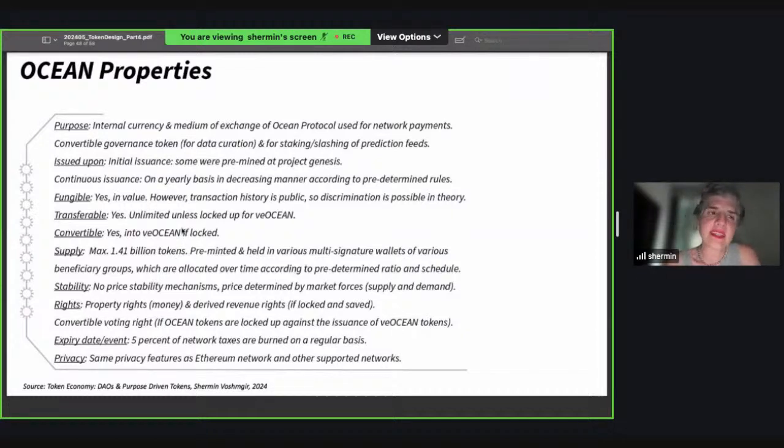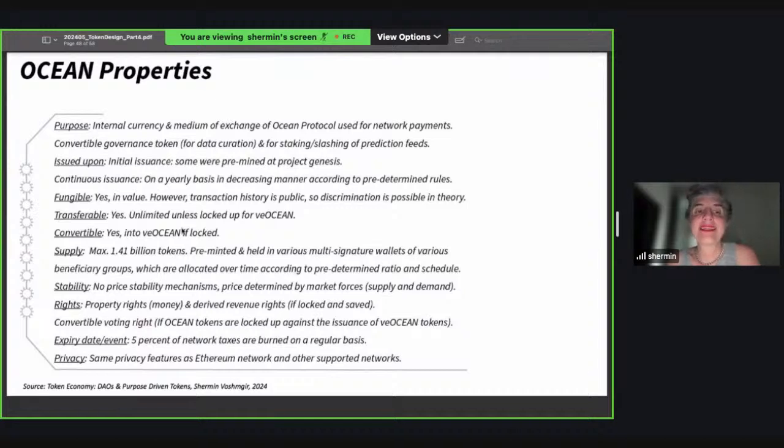The second purpose is to create a convertible governance token for data curation or for staking and slashing of prediction fees, right? So by locking the token, we will have a look at that a bit later. Ocean tokens were initially pre-mined at Project Genesis. And then there is the continuous issuance, where it was identified how many tokens over time will be distributed to which sub-wallets, stakeholder groups and purposes. So based on the initial issuance, there is a continuous issuance on a yearly basis in a decreasing manner according to the predetermined issuance and distribution rules.